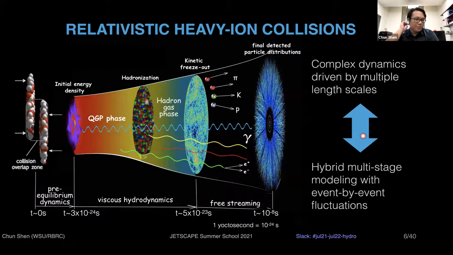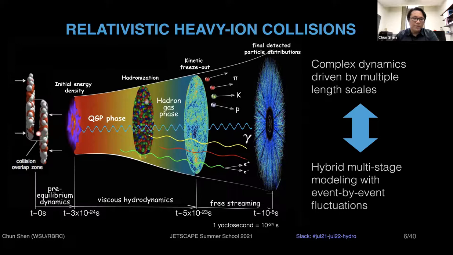So here is a general picture of what we think happens in heavy ion collisions. The two nuclei collide with each other. After a very short amount of time, the system goes through a pre-equilibrium stage where entropy is produced and the particles lose energy from their initial momentum. Then after about 3 × 10⁻²⁴ seconds, a near thermal equilibrium medium is formed. It interacts very strongly and expands through the quark gluon plasma phase to the hadron gas phase, and eventually falls apart into individual particles and flies to the detector.